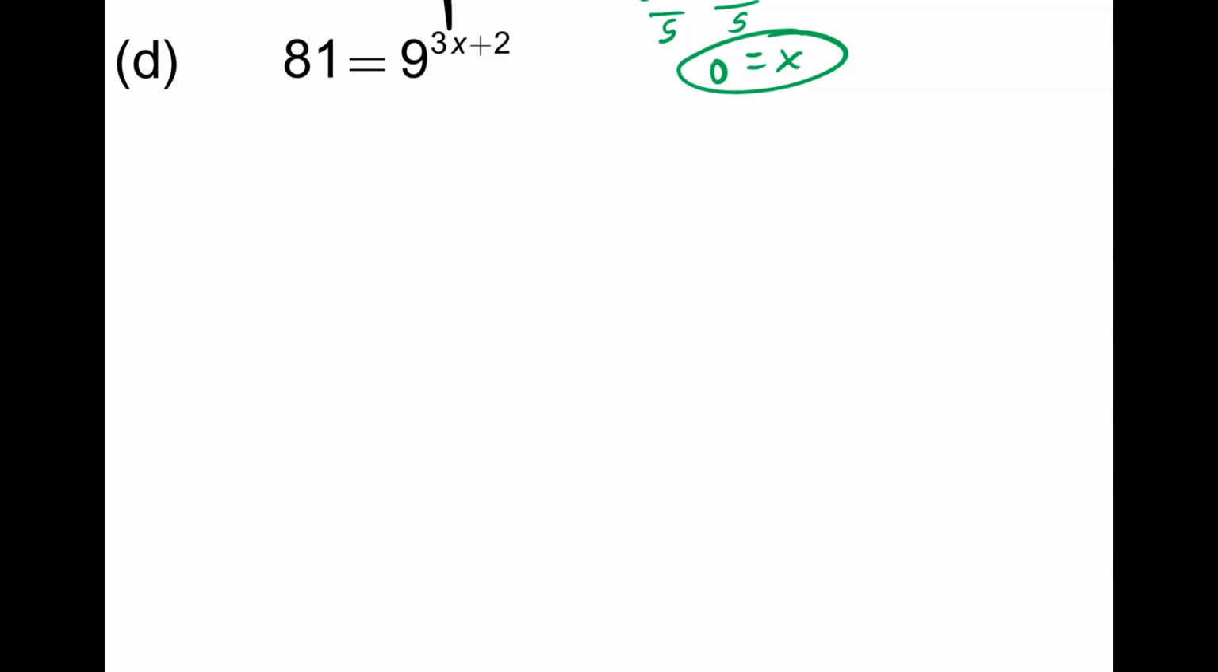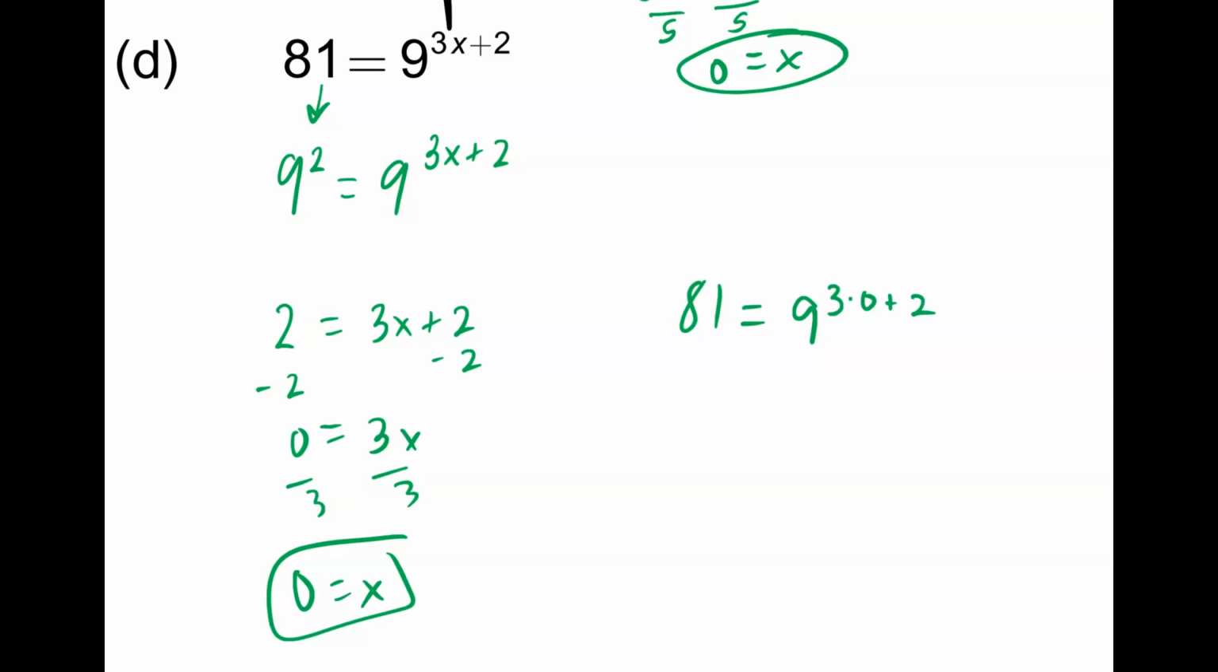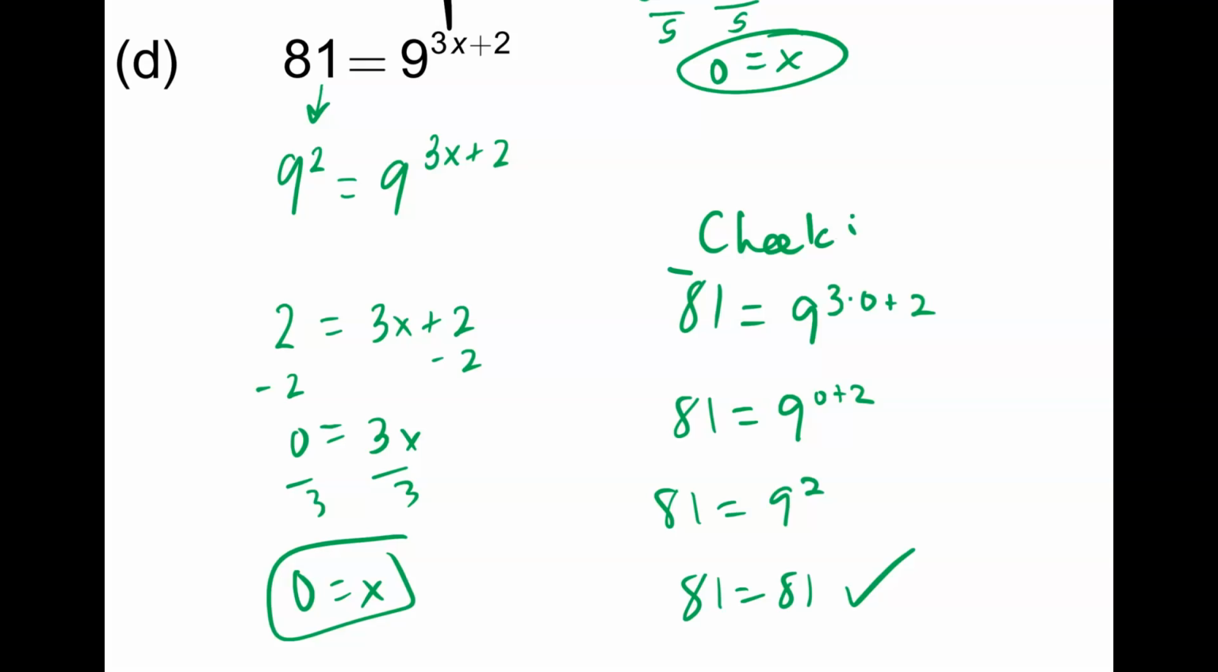All right, so I can have them both be base 9. Left side, 9 squared equals 9 to the 3x plus 2. And then since they have the same base, set the exponents equal to each other. Solve for x. Oh my gosh. Once again, we find x is 0. Right, there's nothing wrong with that, right? We can literally check. 81 equals 9 to, let's see, 3 times 0, just putting in 0 for x. So is 81 equal to 9 to the 0 plus 2? So 9 squared? Yeah, okay, so we're good. 81 equals 81, so right, this is just checking. And we're good to go.